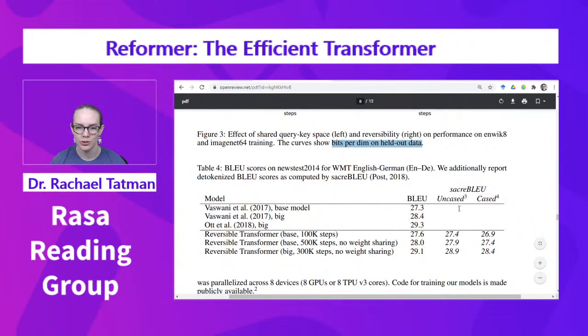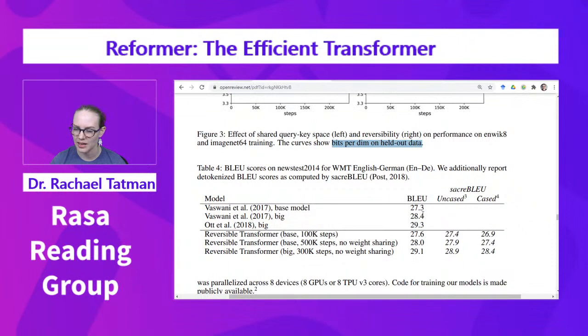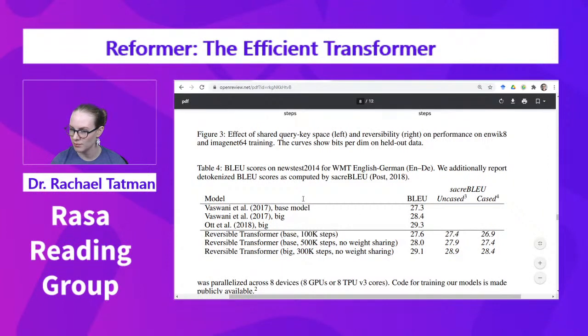And then some BLEU scores, and then some detokenized BLEU scores, and they're showing, hey, this is their model. Our model is really close to these other models, and actually a couple of them, this one, the big with no weight sharing, is outperforming the 2017 Vaswani models. And I'm not familiar with SacreBLEU.